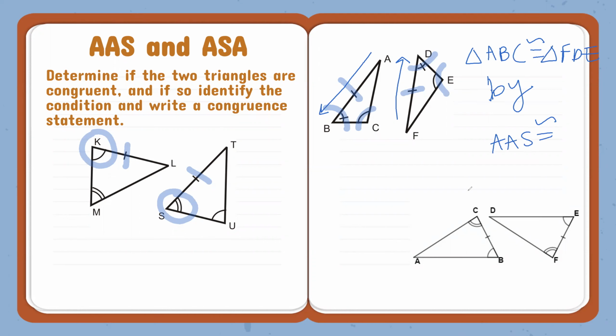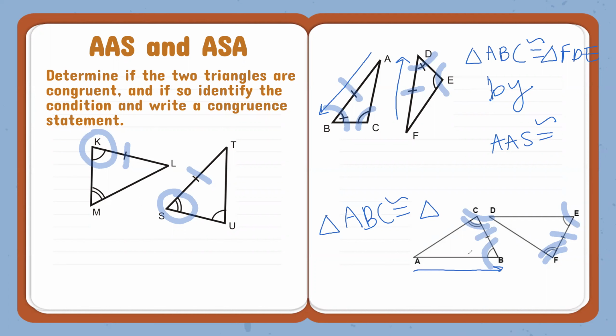Let's look at this one. What do we have here? We have an angle, a side, and an angle. So those two triangles are congruent. I'll go ahead and do ABC congruent to triangle. Let's see if I go to A.